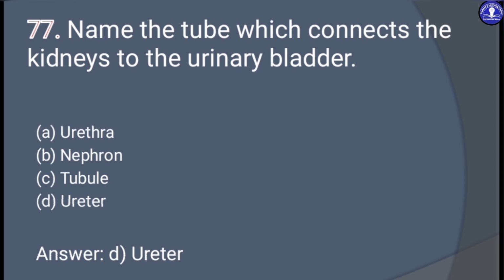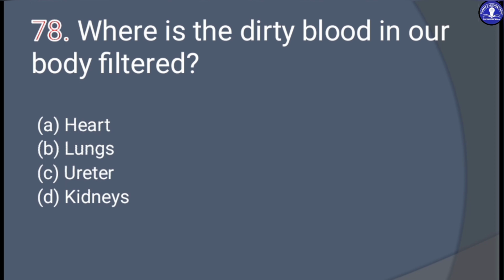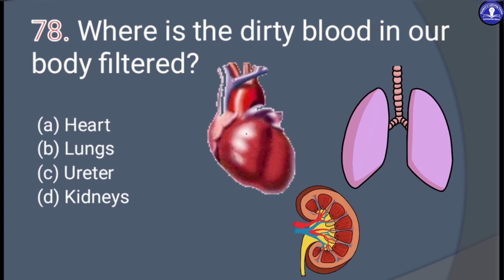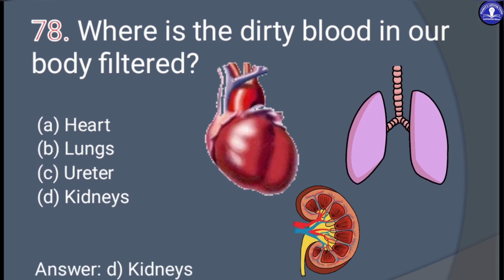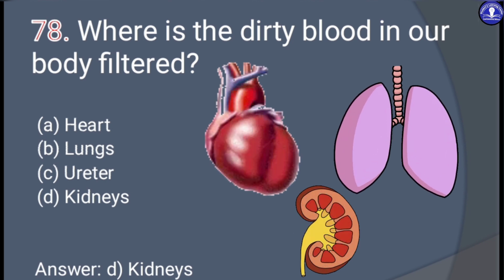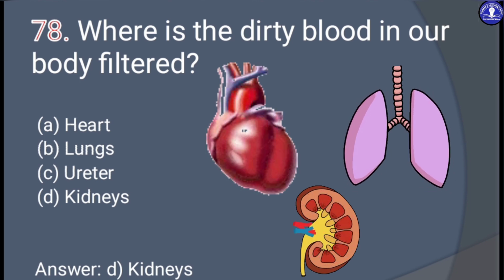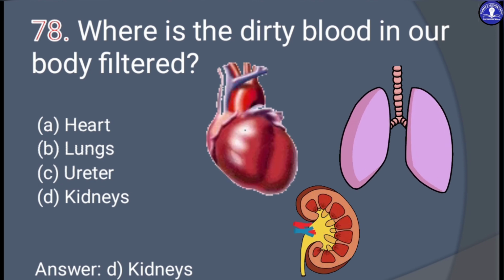The next question is, where is the dirty blood in our body filtered? The options are heart, lungs, urethra, kidneys. The answer is kidneys. Kidneys remove waste and extra fluid from our body. Heart pumps enough blood to deliver a continuous supply of oxygen and other nutrients to all parts of our body.